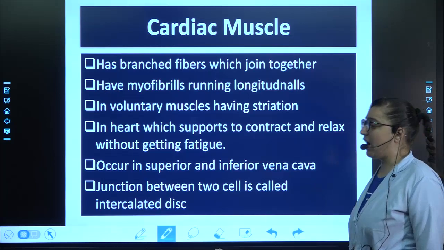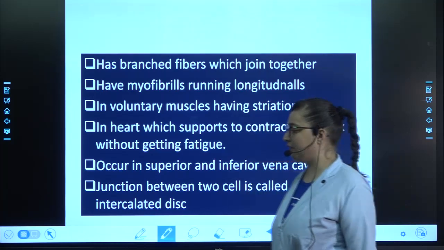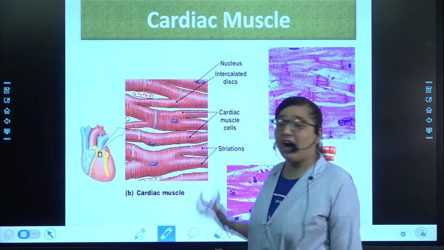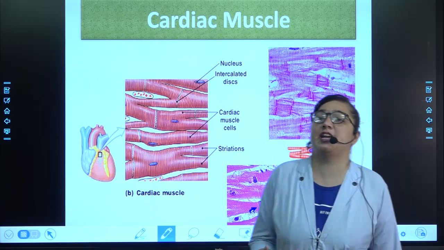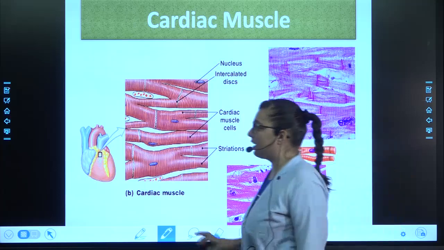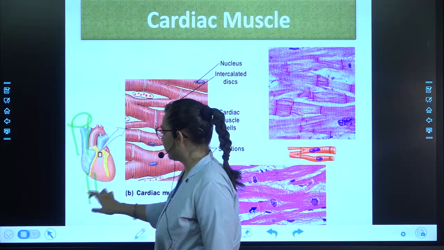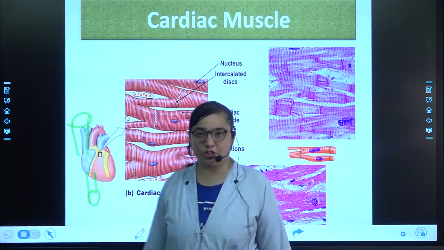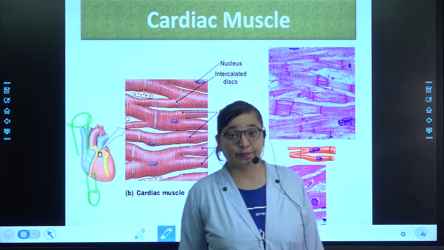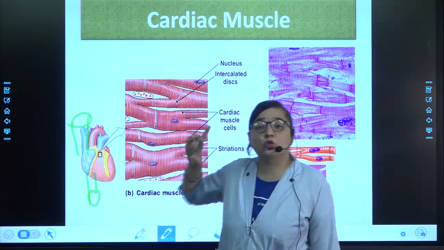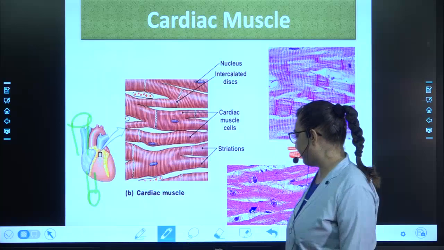Where do they occur? They occur in the superior and inferior vena cava. Now what are the superior and inferior vena cava? In the heart, the impure blood, that is the deoxygenated blood, is entering the heart with the help of two parts over here, one at the top and one at the bottom. From there, all the deoxygenated blood is going inside the heart. That is entering through two ways. Superior means at the top and inferior, the one that is at the bottom.